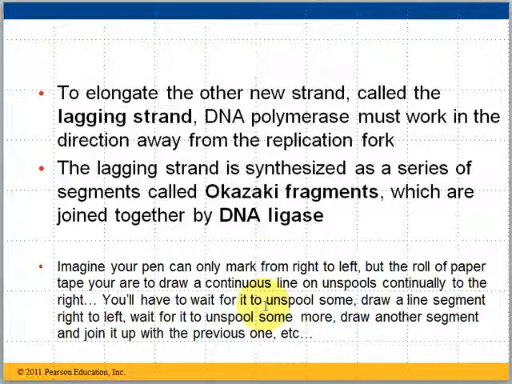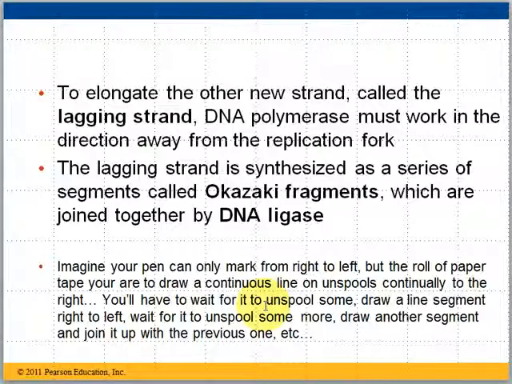So you have a roll of adding tape, and it is unspooling or unfolding. It is rolling to the right. And you're supposed to make one long continuous line on this adding tape as it unspools toward the right. But your pen can only mark from right to left. Well, how do you do that? Well, you're going to have to let the spool unwind toward the right a little bit, and then you can mark that section from right to left.